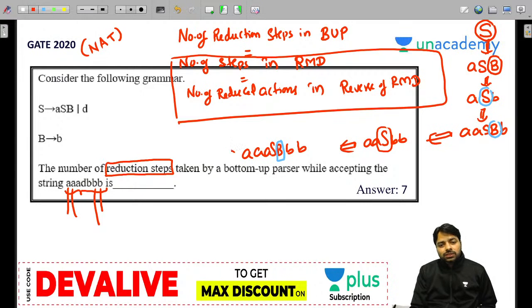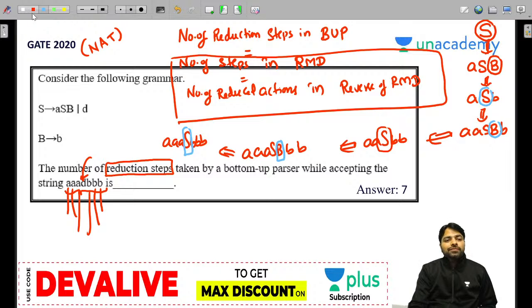So what do you get? You get here triple A, S, triple B. Now AB is over. Now D has to be done. That S has to be substituted with D now. The final step is your answer, that is triple A, D, triple B.